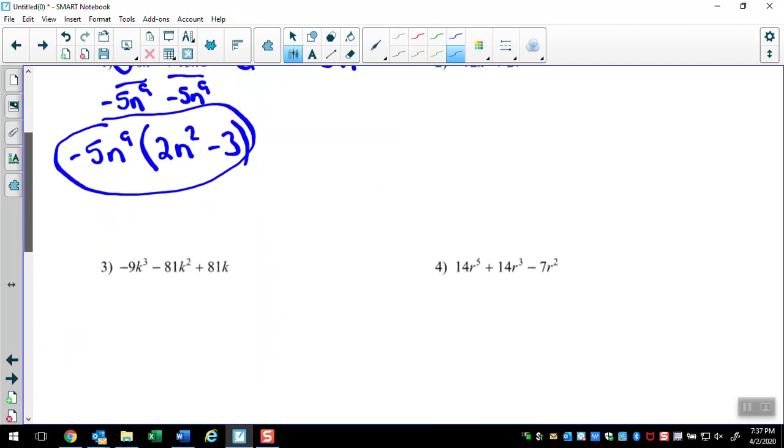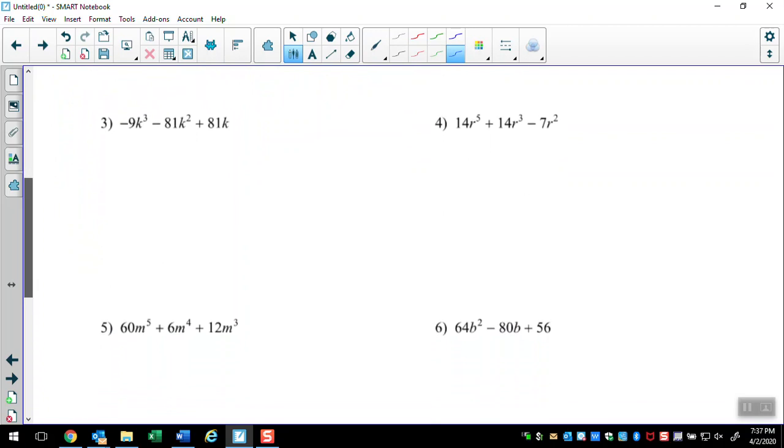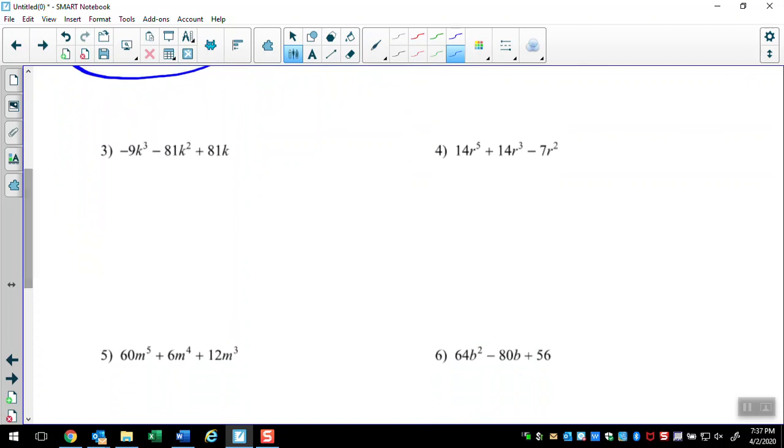I'll do one more. I'll do number 4. So when we're looking at one like this, we want to find our, actually I'll do one with bigger numbers. No, I'll do a couple more. Alright, so my greatest common factor here. Oops, I don't know why I made 2 G's. Alright, my greatest common factor here between 14, 14, and 7.